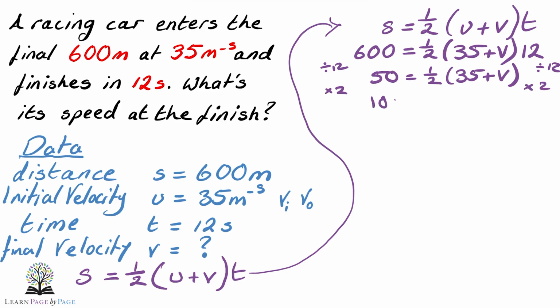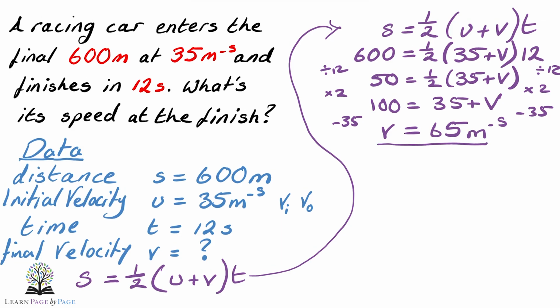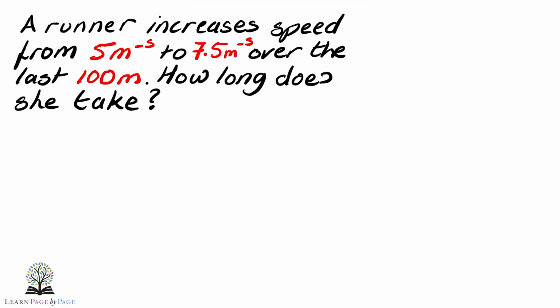So we get 100 equals 35 plus V, and that's quite nice. We're just going to subtract the 35 from both sides. So we end up with V equals 65, and its velocity, meters per second. And there's your answer. I have another one for you. This one is very similar.